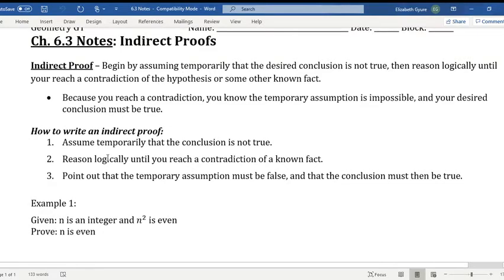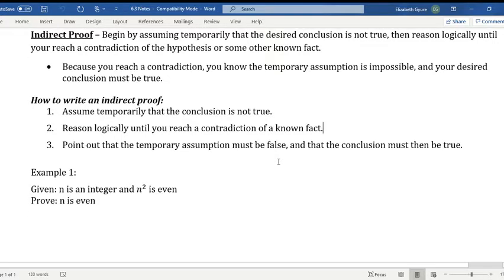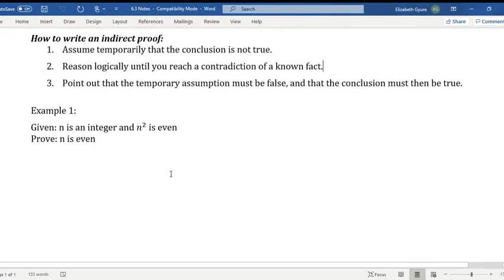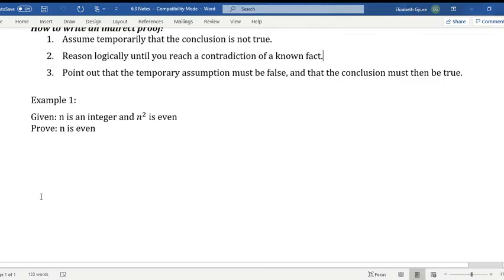So we have three main steps on how to write an indirect proof. First, assume temporarily that the conclusion is not true. Then you reason logically until you reach a contradiction of a known fact, and that known fact is typically the hypothesis. So you contradict the hypothesis. You then point out that the temporary assumption must be false, and therefore that the conclusion must be true. So really the best way to see this is just with some examples. We're going to take a look at two examples here. And indirect proofs are written in paragraph proof format.